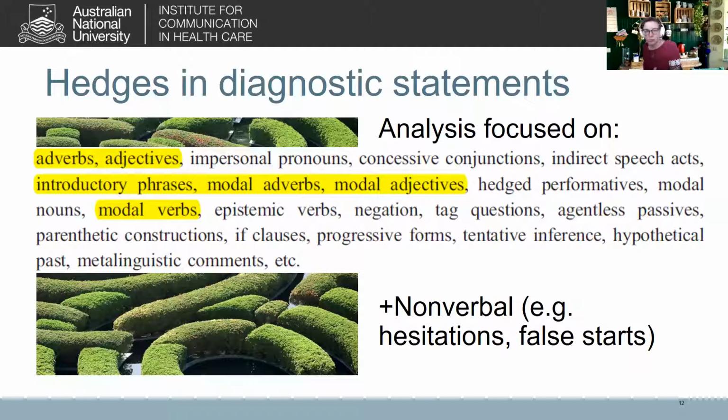Fraser's article looked mostly at lexicalized or verbalized hedges. So we also wanted to look at what's happening non-verbally, and we looked at the number of hesitations and false starts, as well as smiles and silences and things like that. So what did we find?